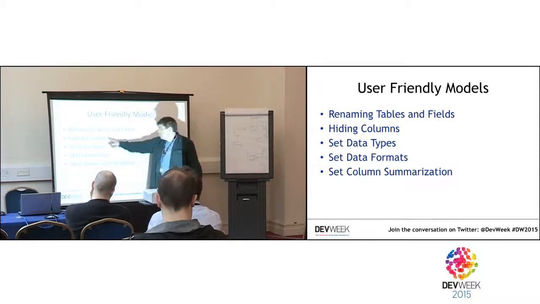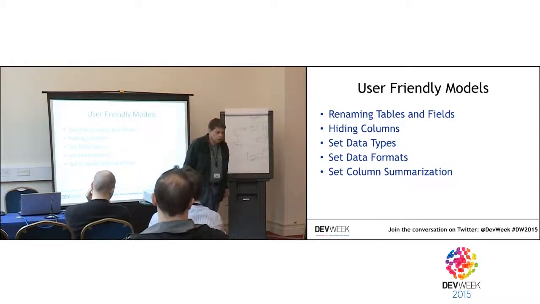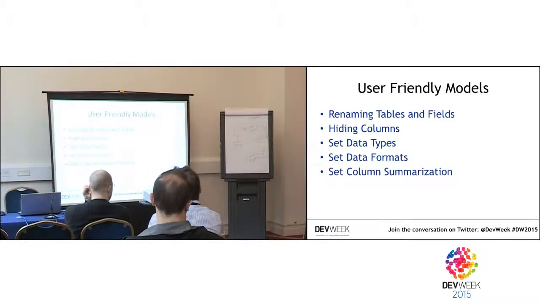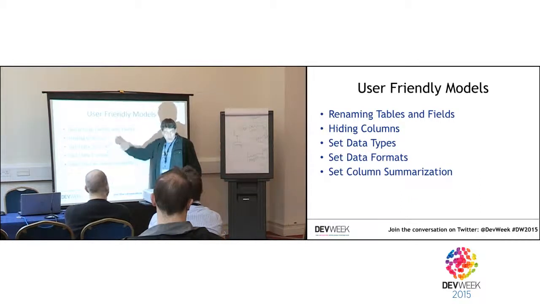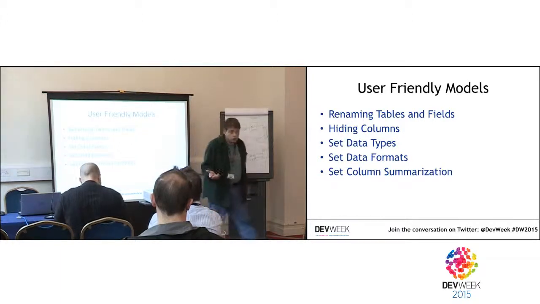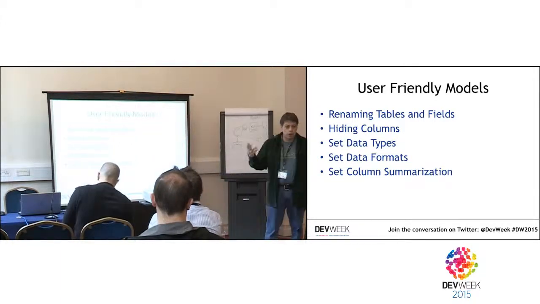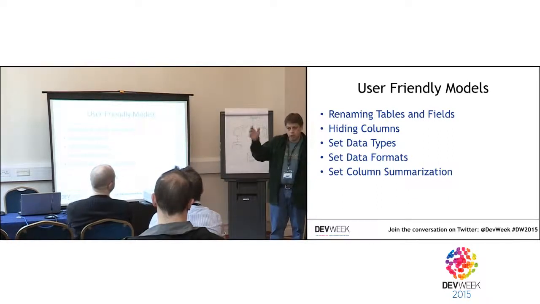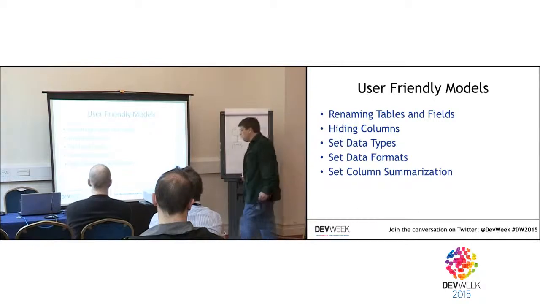This is huge. Hiding columns. What kind of columns do you want to hide? Keys. Don't ever show keys in the client. They don't need to see the keys. The only reason the keys are there is for the model. Setting appropriate data types is important. A lot of times when you suck this stuff in from a text file, what's everything going to be? Text. So you want to, in your model, go ahead and set it as the appropriate data type.